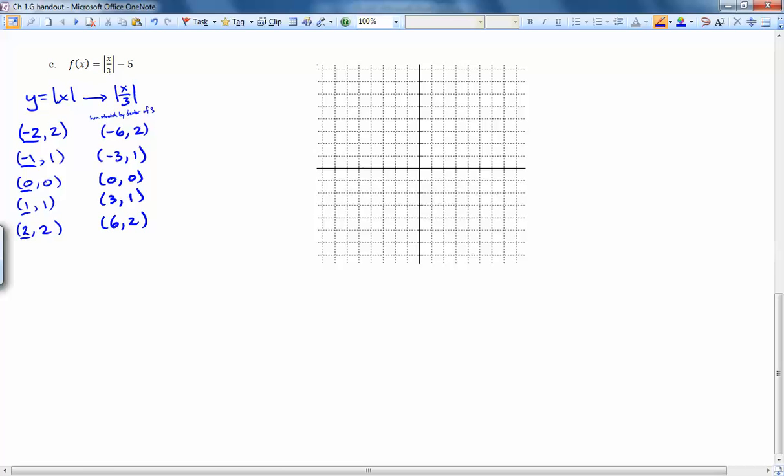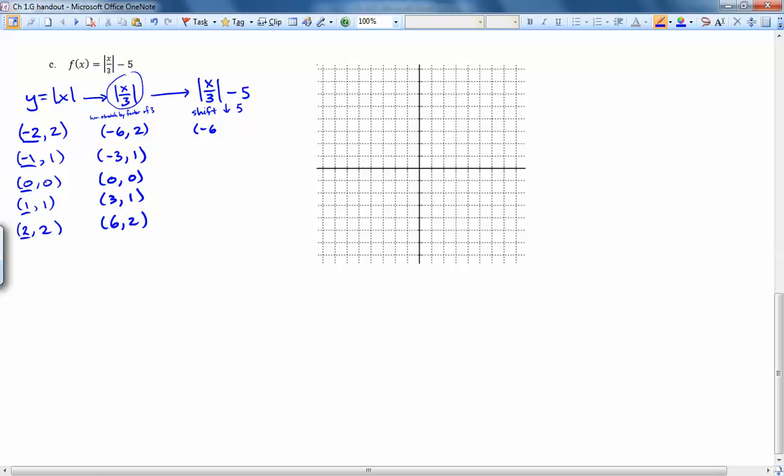If you don't believe that, well, plug those into this thing, right? When you plug in negative 6, you get negative 6 over 3, which is negative 2, and then you take the absolute value, you get 2. So you can check that with all of them. Then there's only one step left. That's to take what I just had and subtract 5 from the whole thing, which is a shift down by 5, which is the same thing as saying subtract 5 from the y's.